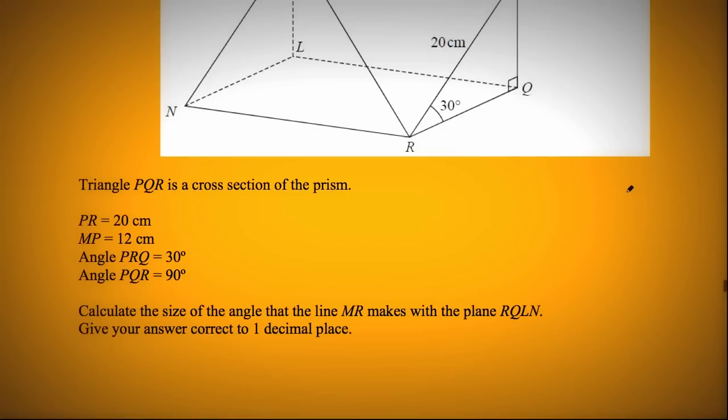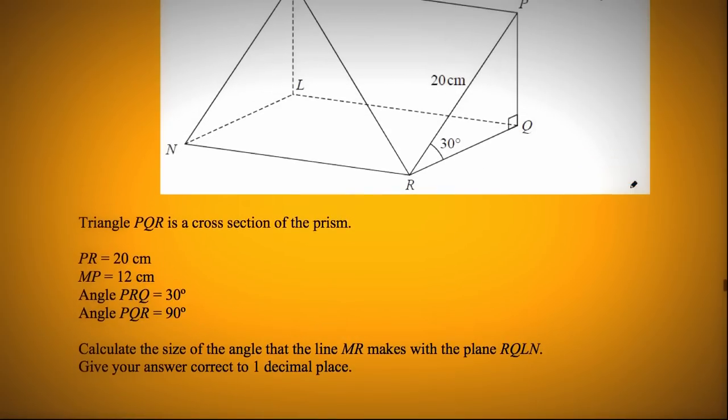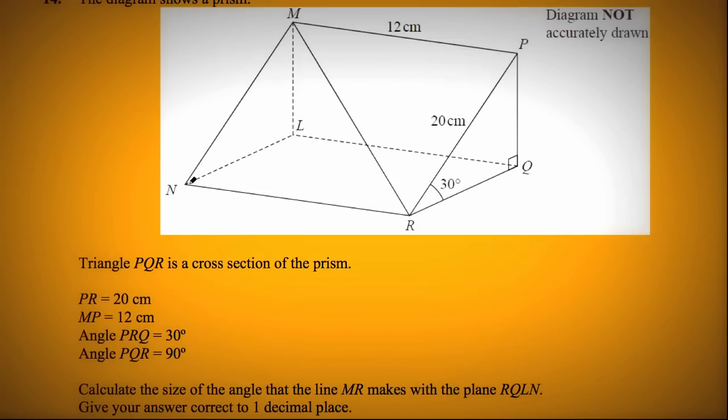Calculate the size of the angle that the line MR makes with the plane RQLN. So RQLN is this sort of base of the prism here, and the line MR is that one there. In order to find this angle, I actually need to mark in a line here. We're talking about the angle between the line and the plane, so we're talking about this angle in here. That's the one I'm looking for. It's not the angle between the line and the front of the prism, or any other angle. It's just between that line and that whole plane surface.